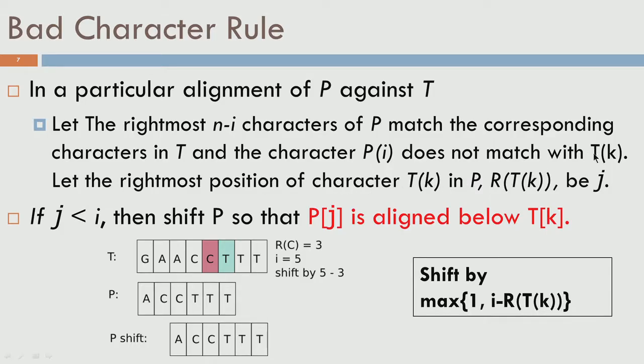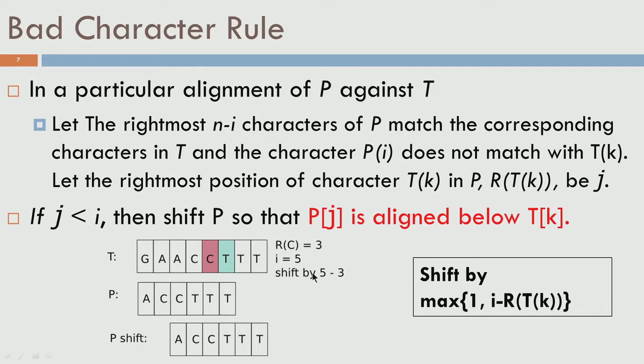We look at this character T of k and identify the rightmost location where it occurs in the pattern. This, recall, is present in the array R. Let us refer to this particular value as j. Let me repeat this. T of k does not match with P of i, and P of i and T of k are aligned with each other. R of T of k is the rightmost location in the pattern P where the character T of k occurs. Let us give a shortcut to this value and call it j.